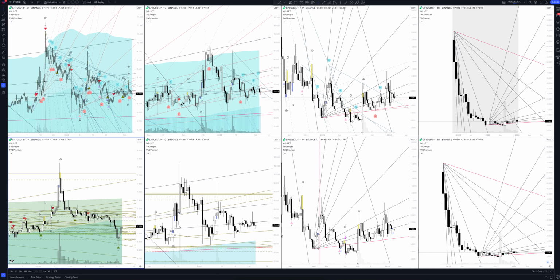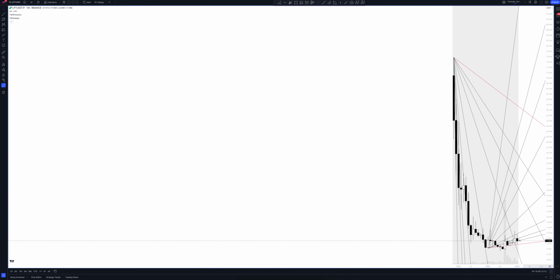Today we will take a look at Livepeer cryptocurrency. Let's analyze the market situation and find out how you can make money on it. Let's start. We always start our analysis from the global market.